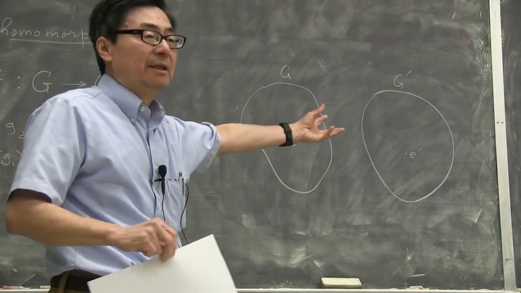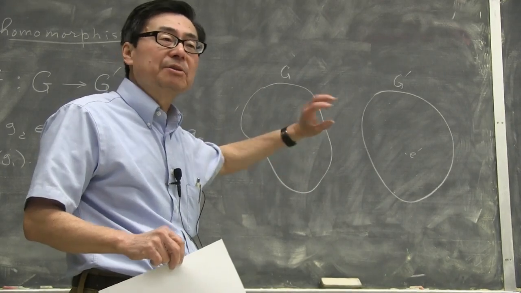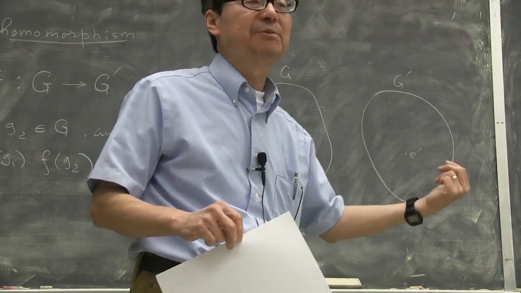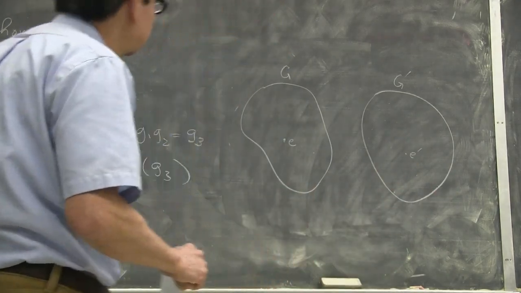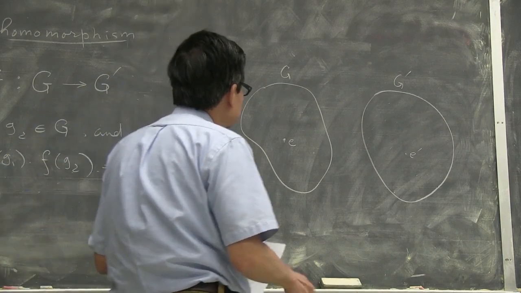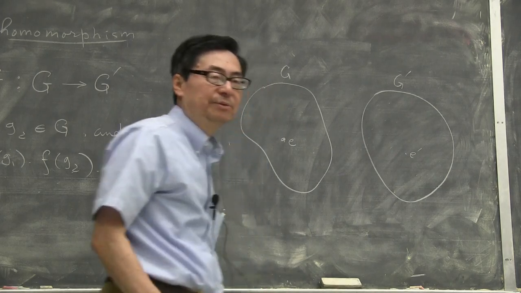This one may be a group of 5 by 5 matrices. This one may be a group of 2 by 2 matrices. So the identity elements are very different. One is the 5 by 5 identity matrix, and the other one is the 2 by 2 identity matrix. But let's see. The question is, under group homomorphism, where does this get mapped to?